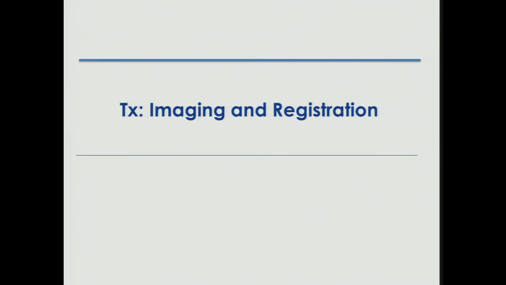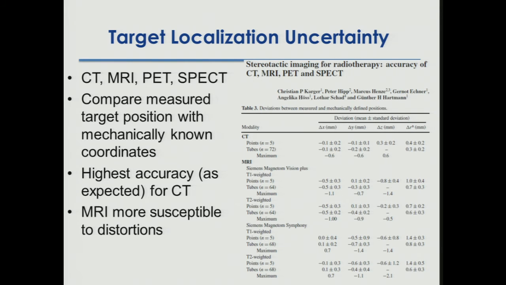There are other treatment uncertainties. Imaging and registration I've talked about. We're still using CTs and MRIs for planning. If you look at a comparison of measured target positions with mechanically known coordinates, we all know that the highest accuracy, as we expect, is from CT, and MRI is more susceptible to distortions. As we're doing more image fusion, we have ViewRay and other things, and MR can be a very good tool to contour, treat, and even plan.